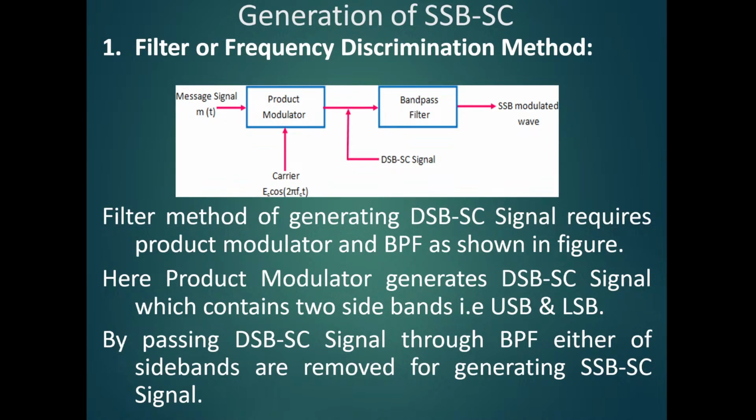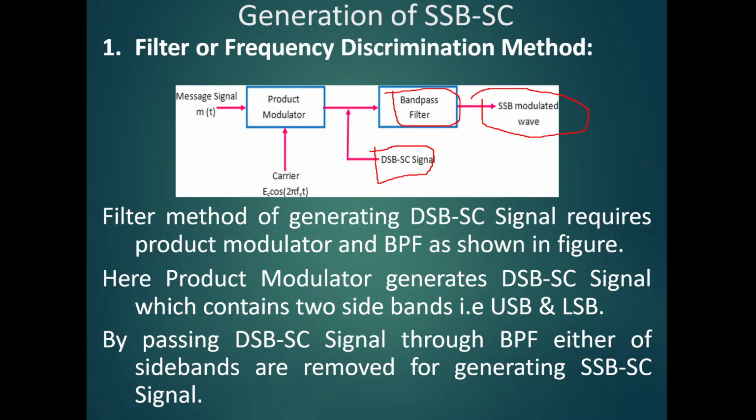So let's look at the generation of SSB. The very first method is the filter method, also called the frequency discrimination method. Basically, a DSB-SC signal is produced from our message signal and carrier signal using the product modulator, and then there is a band filter that helps us suppress one sideband. Therefore it produces a single sideband wave at the output. This is the filter method, in which we use a band pass filter.